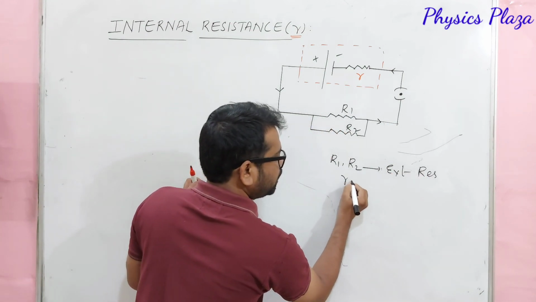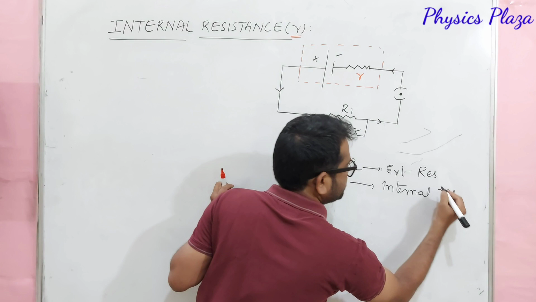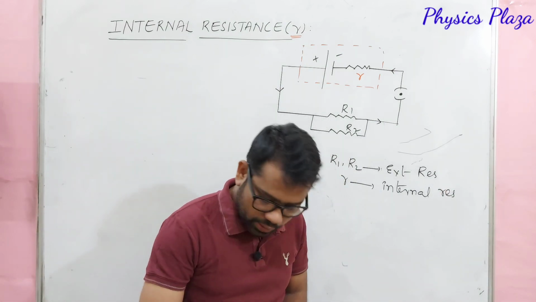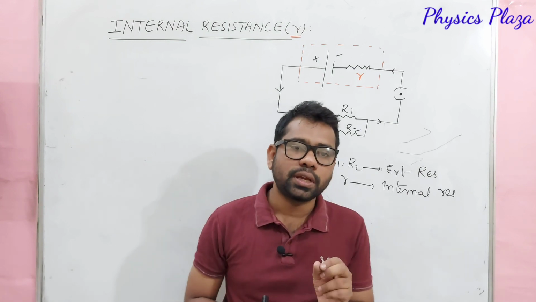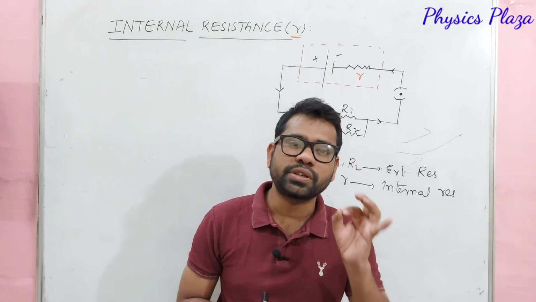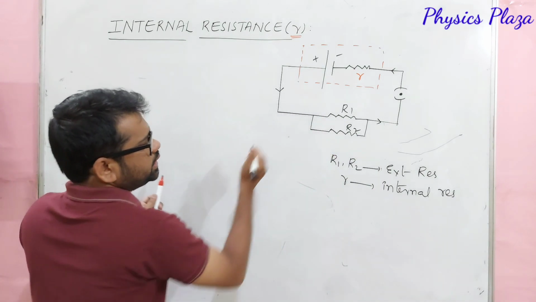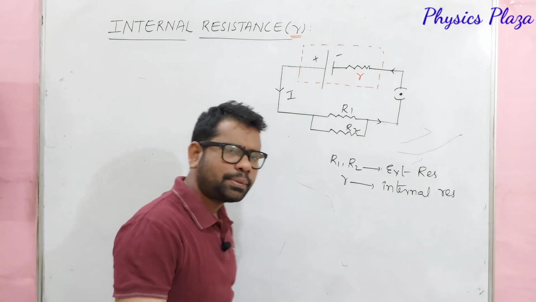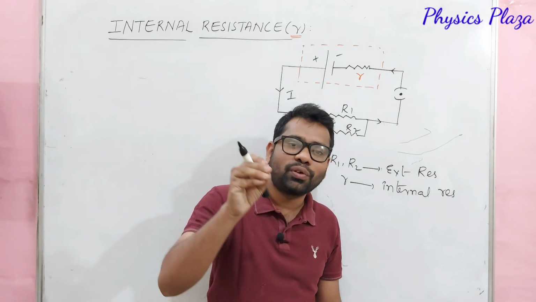Whereas here small r is what? Internal resistance. But how to calculate terminal voltage and how to calculate potential drop are very, very important. Children, it's very much important. So simple, teacher. Let us say here capital I is the total current which is flowing in the circuit.